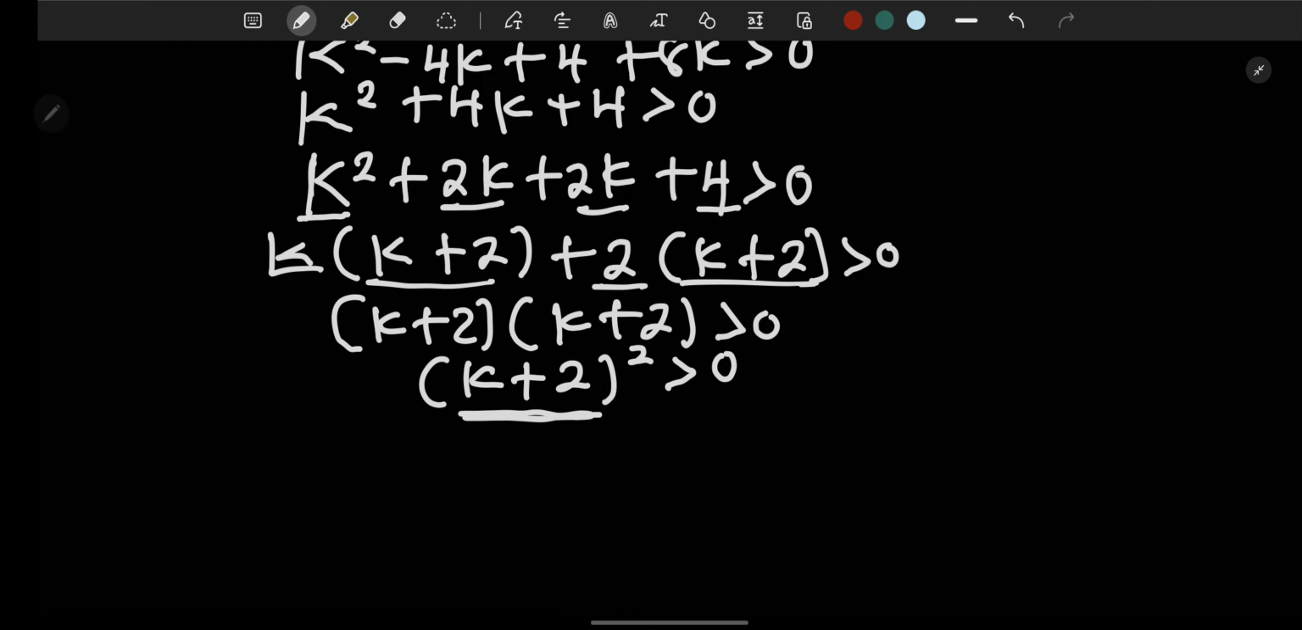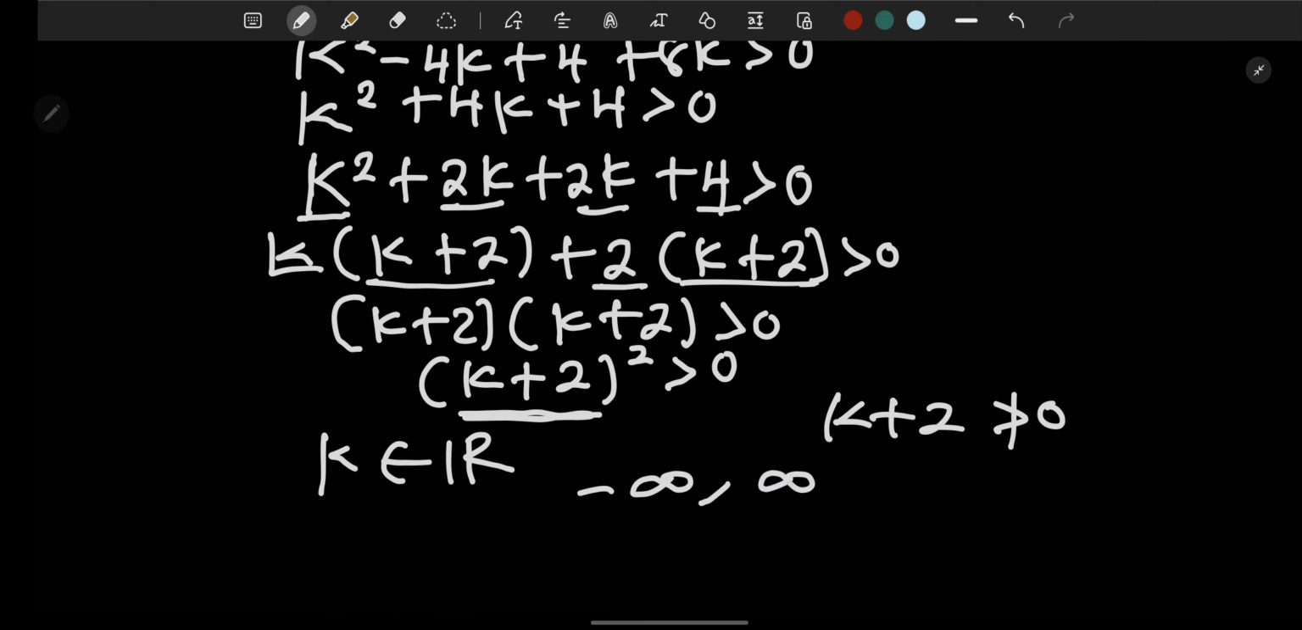Now, if (k plus 2) squared is greater than 0, that doesn't justify that k plus 2 will also be greater than 0. No, it is not true at all times. But for (k plus 2) squared to be greater than 0, irrespective of the value of k that you put here, the square of that must be positive. Which implies that the value of k belongs to the real numbers, and this can be written as minus infinity to infinity. Which shows that for every value of k you put here, we are going to have positive results. Okay, so that is that.